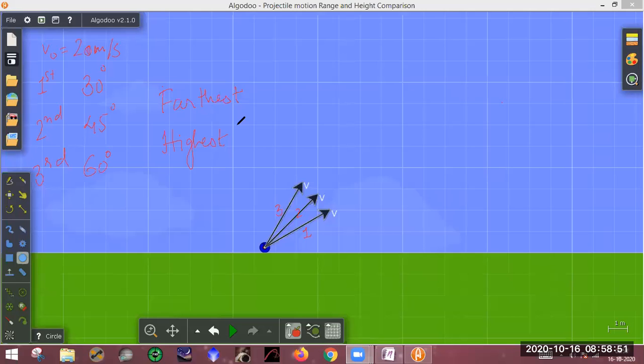Okay, so general consensus, mostly people have said farthest the first one and highest the third one, right? Generally this is what you have said. It's not that everyone has said this, but mostly people have said this. Most people have voted for this. So let's see what happens.